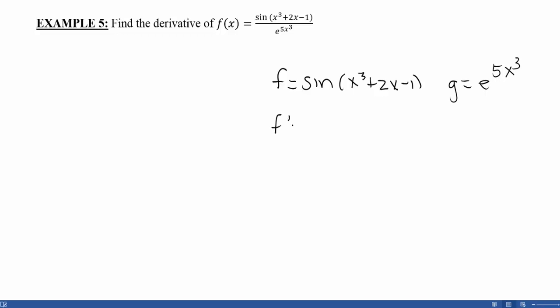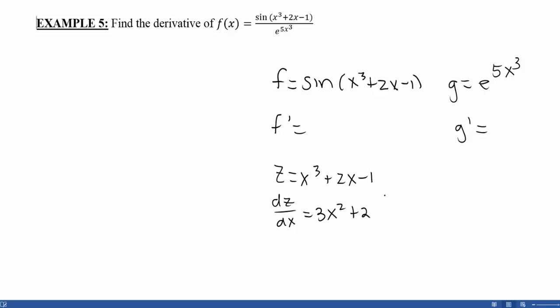Now, to find each of their respective derivatives, I'm going to have to do some chain rule substitution here. So for the first term, my z will be x cubed plus 2x minus 1, and my dz dx is going to be 3x squared plus 2. So remember, when you take the derivative of sine, you get cosine of z, which is the same thing. And then we have to multiply by dz dx. And I'm going to use parentheses because there's more than one term.